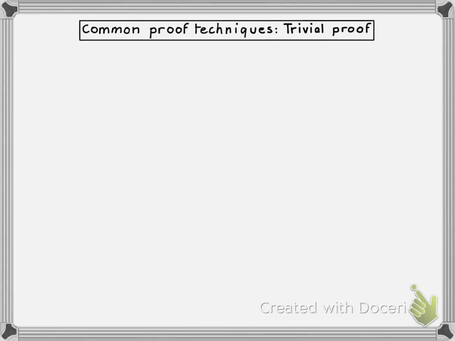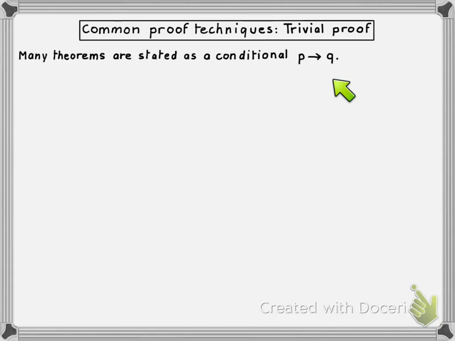Like the previous technique called the vacuous proof we discussed in the fourth segment, this proof technique applies to theorems that are stated as conditionals, P implies Q. Now remember that a conditional is true whenever its conclusion is true. In other words, as soon as Q is true, regardless of the truth value of P, the whole conditional is true. And that is the fact that we use to apply the technique called trivial proof.